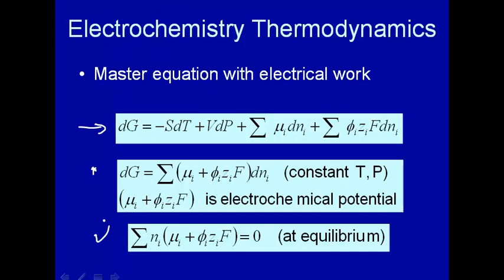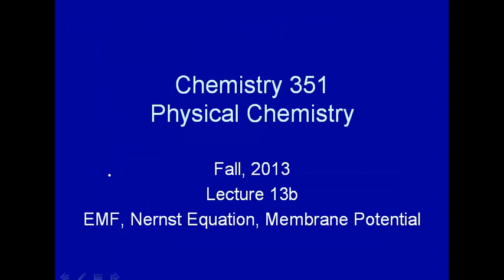Okay, so that wasn't too bad. All we do is substitute for mu the symbol mu tilde, and everything we said before about the master equation of chemical thermodynamics and equilibrium and all that stuff is the same, except now we're using electrochemical potential. All right, that wasn't so bad. Now, next lecture, we're going to talk about EMF, electromotive force, the Nernst equation, and membrane potential.